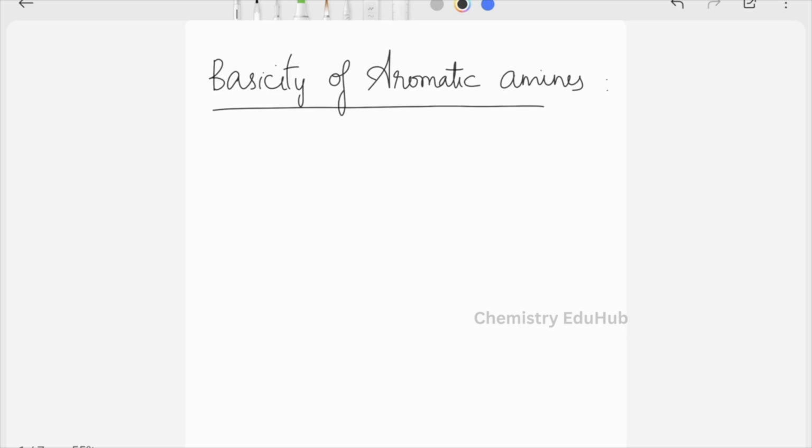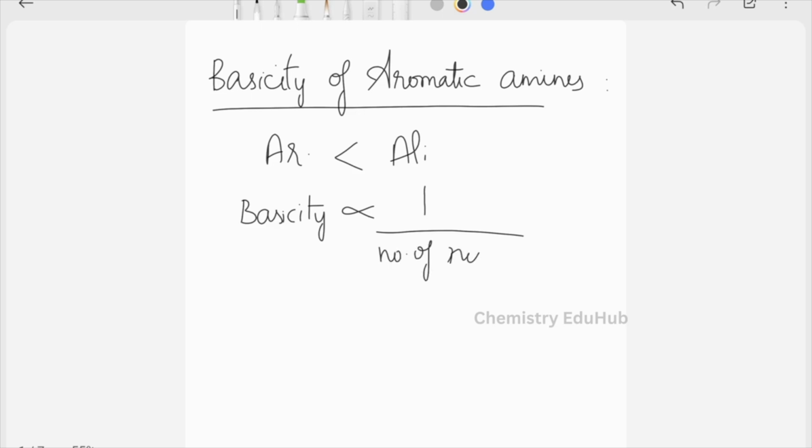Now let us see the basicity of aromatic amines with various examples. So as we have discussed already, aromatic amines are less basic compared to that of the aliphatic amines. So what is the main factor for basicity? Basicity is inversely proportional to the number of resonating structures. If there are more resonating structures, then the substance is going to be less basic. It becomes more acidic. Similarly, basicity is inversely proportional to electronegativity of nitrogen. This is a simple rule for basicity.